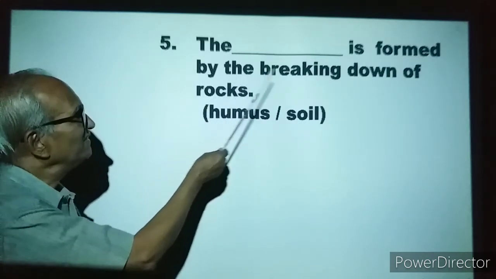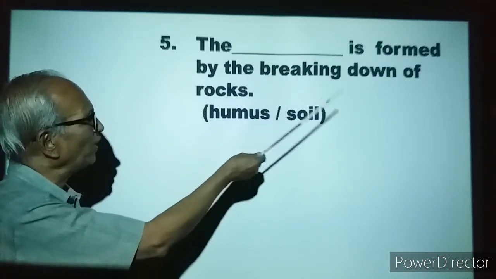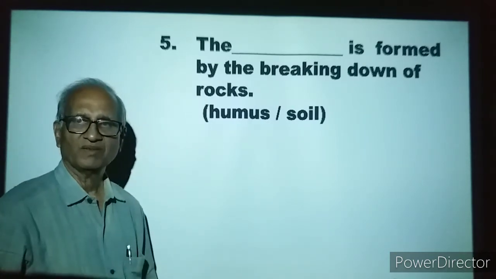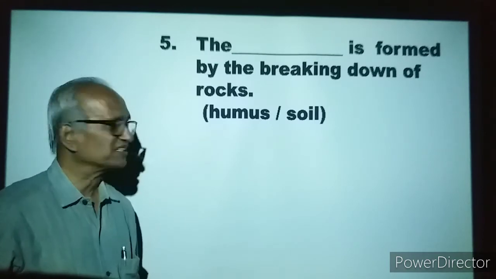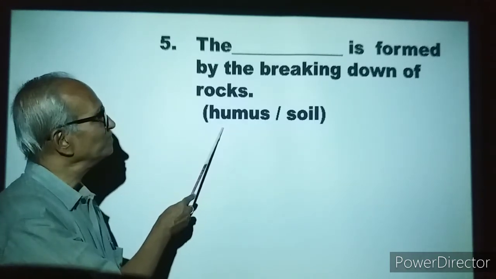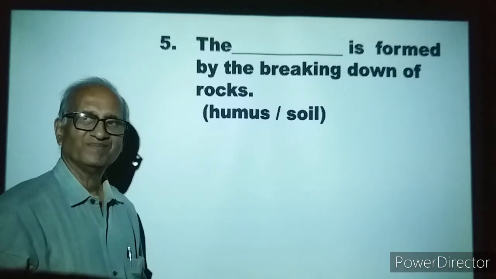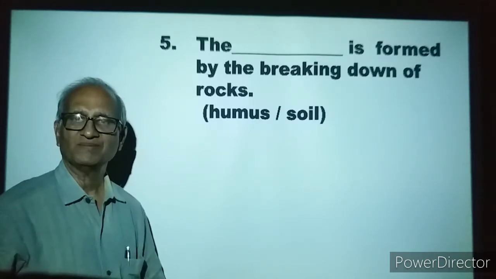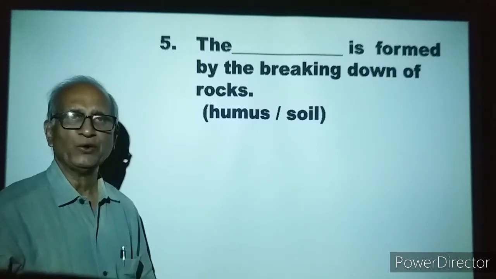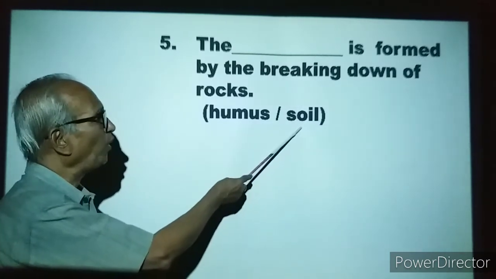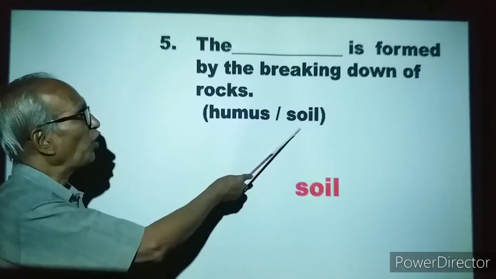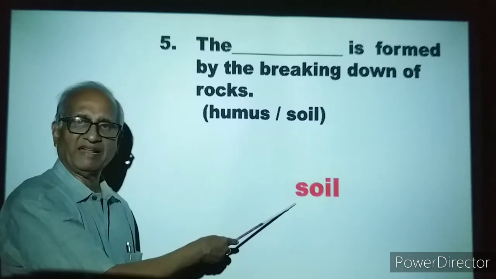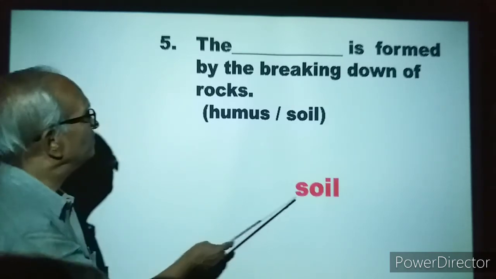The dash is formed by the breaking down of rocks. When the rocks break down, ultimately what is it you get? Humus, soil. I told you just now, humus gets formed because bodies of plants and animals undergo decay. What gets formed is soil. Rocks break down and ultimately you get soil. Next.